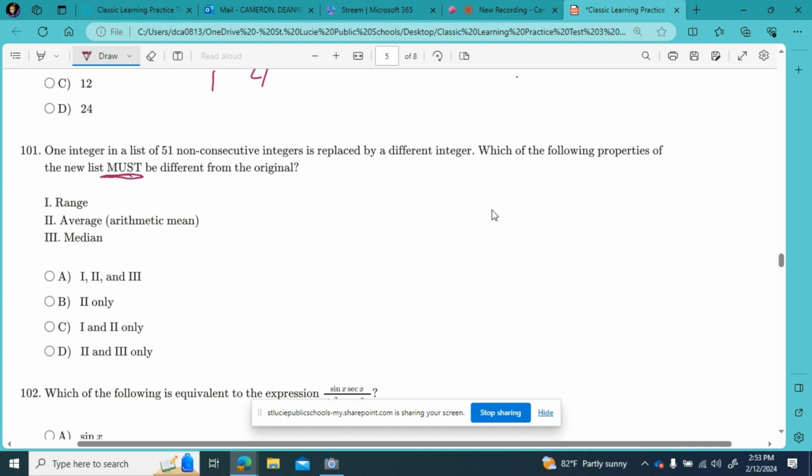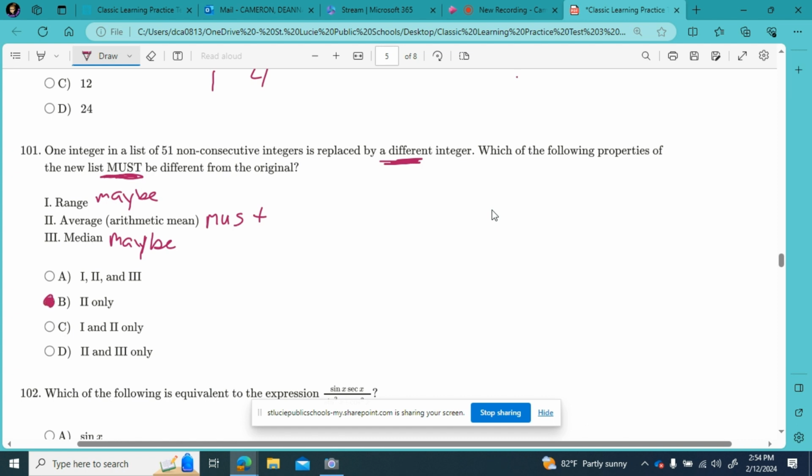Must the range change if you take one number out and put in a new number? Maybe, but not must. Must the average change? If you're taking out an integer and replacing it by a different integer, even if it only changes a little bit, it must change. And the median, the number in the middle, it might stay the same, or it might change. This is another maybe. So our answer for what must change is only number 2, only the average.